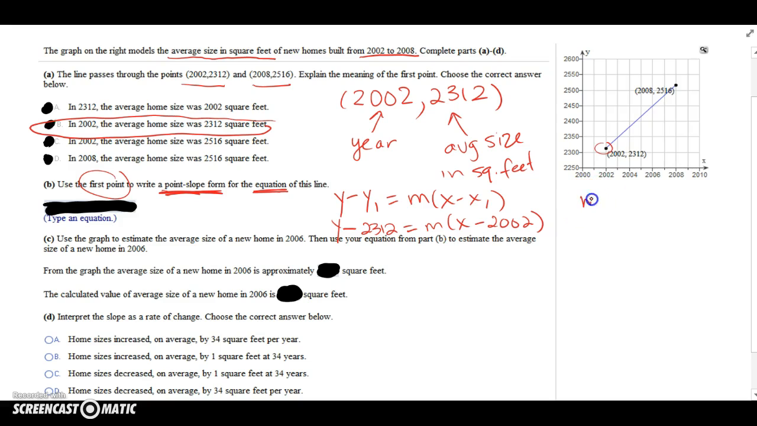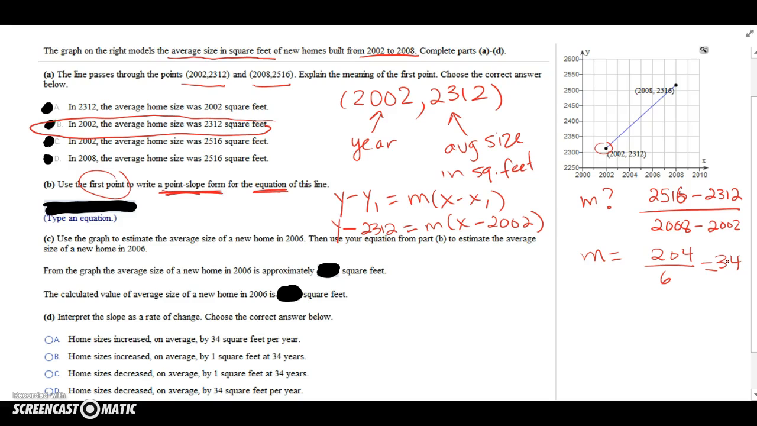Well, how do I find the slope? I have to do the difference of the y values in the numerator over the difference of the x values in the denominator, which is the rise over run business we talk about. So y values upstairs, 2312, over the x values, 2008 minus 2002. So y2 minus y1, x2 minus x1. Keep it consistent. Top y minus bottom y, top x minus bottom x. And when we do the math, we get 204 over 6, which actually gives us a slope of 34.